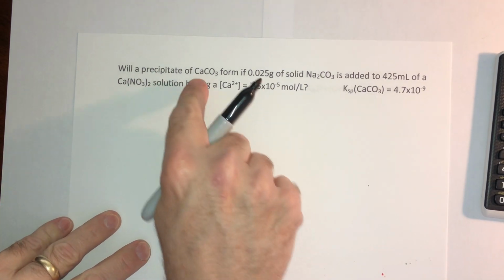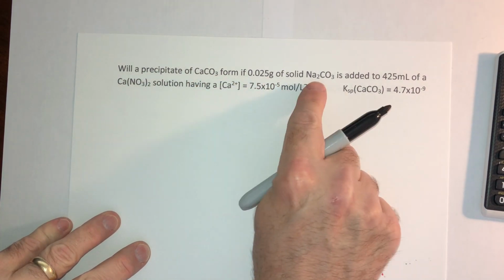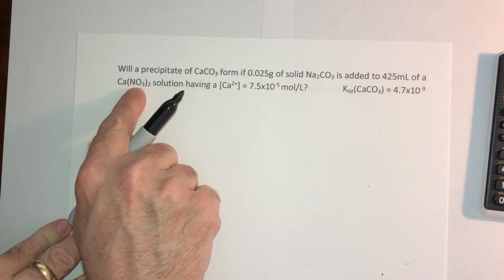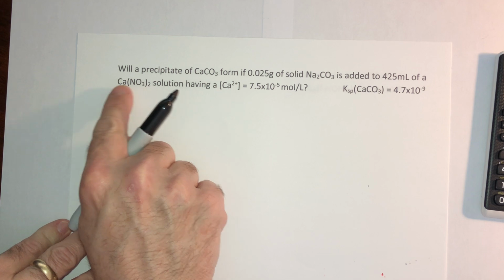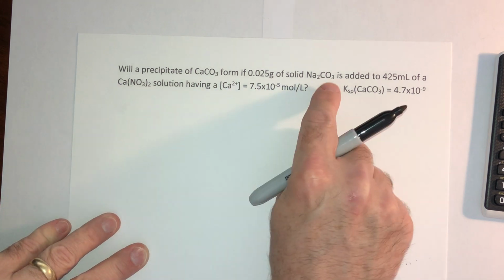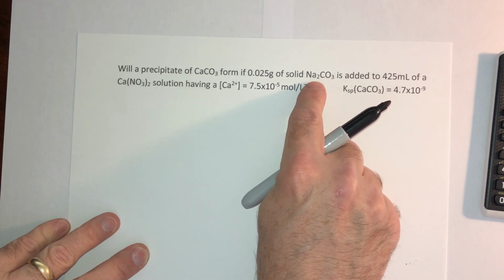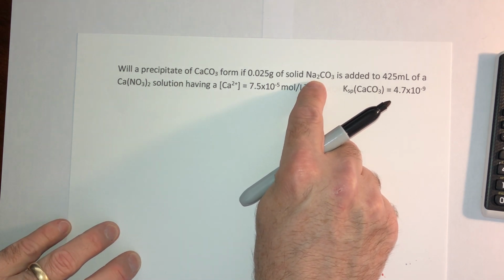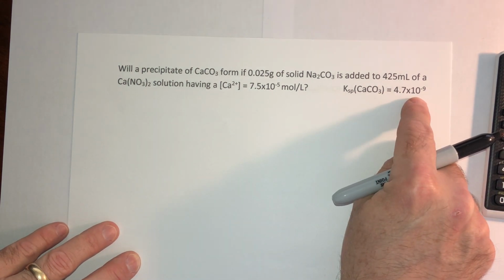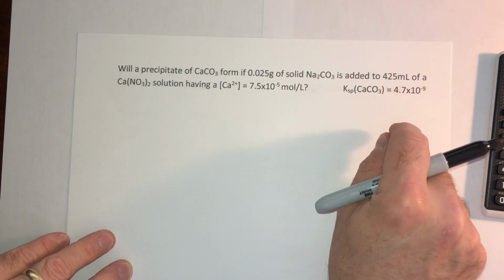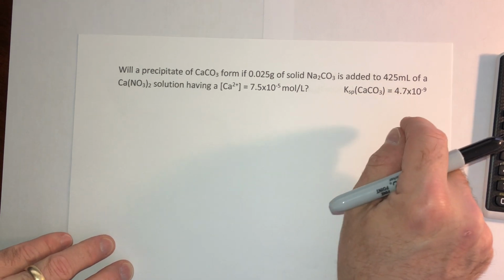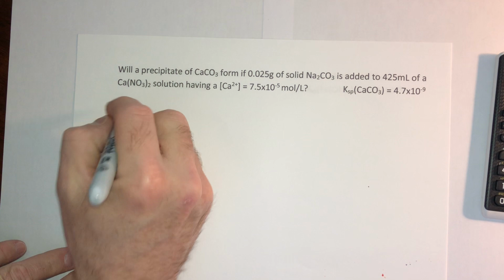Okay, so in this problem, it talks about calcium carbonate, talks about sodium carbonate, and it talks about calcium nitrate, right? You want to dissolve calcium, put it with something that loves to dissolve, nitrate. You want to dissolve carbonate, put it with something that loves to dissolve, sodium. And you can see that I've given you a KSP. Now in this problem, the most important chemical is the one that has the KSP. It's the one that gets the equilibrium. So let's rewrite our calcium carbonate.